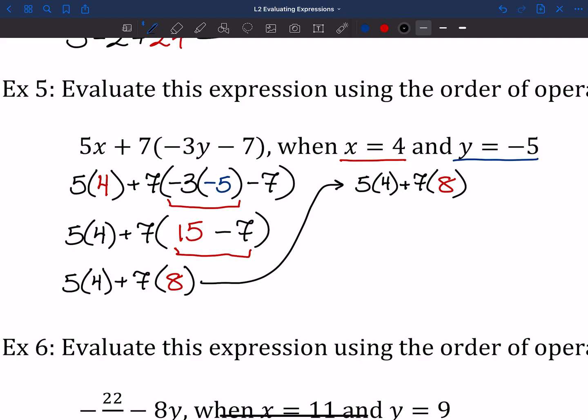Okay, so we're going to take care of this multiplication. 5 times 4 is going to give us 20. If you're feeling up to it, we can also take care of that multiplication at the same time. 7 times 8 is 56. And don't forget that plus sign that goes in between those two chunks. All right, last but not least, 20 plus 56 is 76. That's all we got to get through.